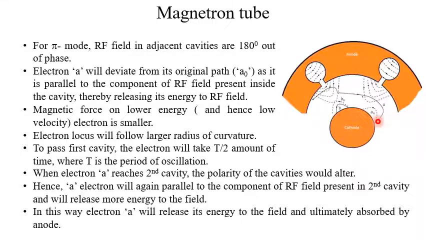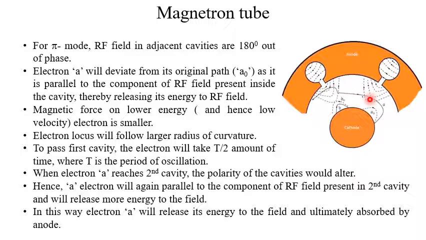Now in presence of RF field, what will happen? Electron A will deviate from its original path as it is parallel to the component of RF field present inside the cavity, thereby releasing its energy to the RF field. So near this region the A electron will see an RF field parallel to its motion, and it will give some energy to the RF field present inside this cavity. So electron A will lose some of its energy.